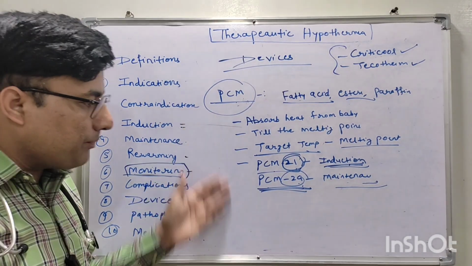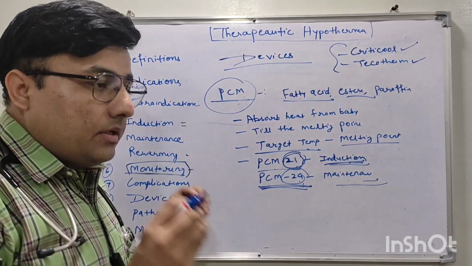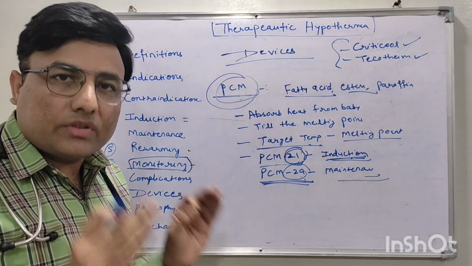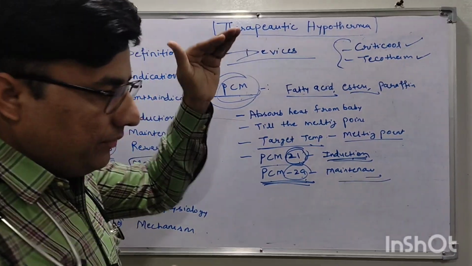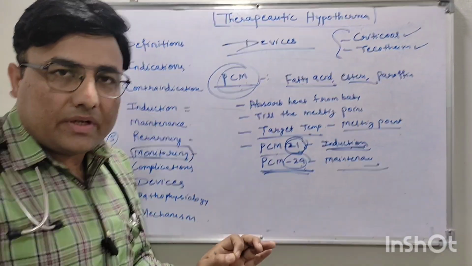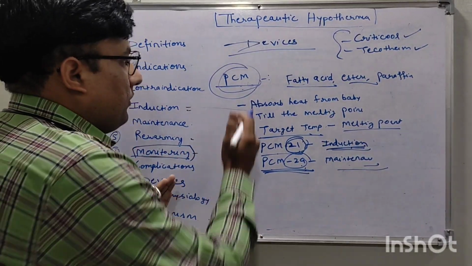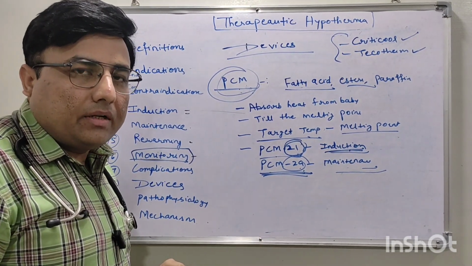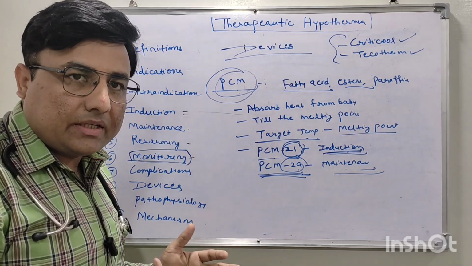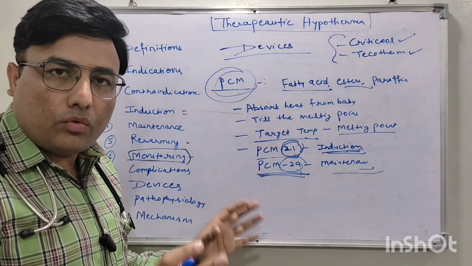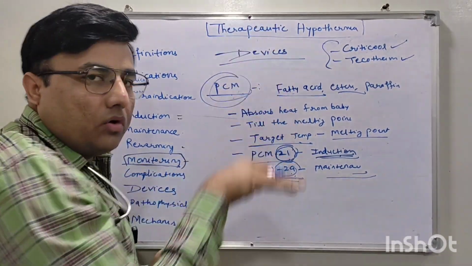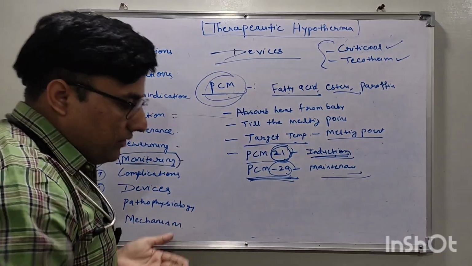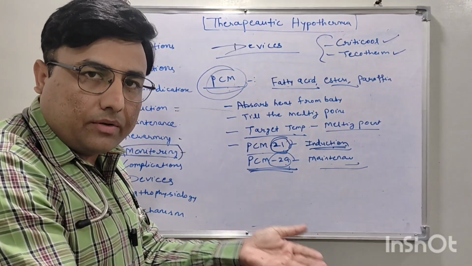How to do it, what is the procedure? First, the PCM material we have to keep in the refrigerator, but we should not freeze it. We should keep it in the lower compartment of the refrigerator. When we have to start the cooling, we take the PCM sheet out of the refrigerator and keep it for 30 minutes in room air, then switch off the warmer, fix the rectal probe, and then keep that sheet below the baby.